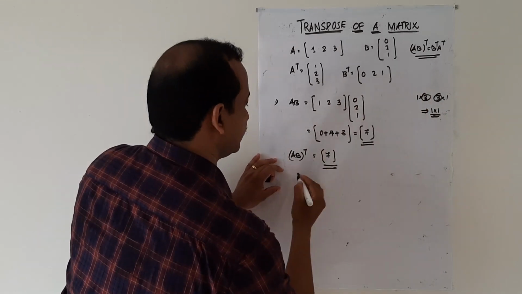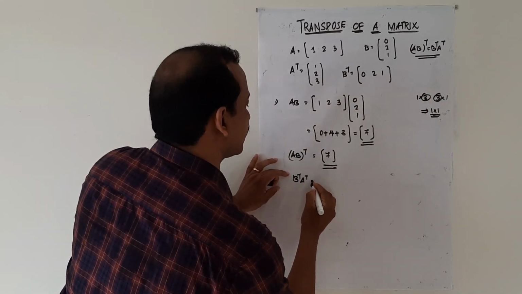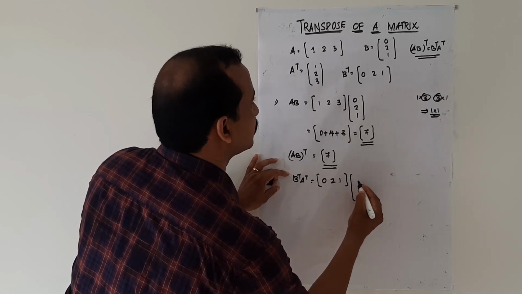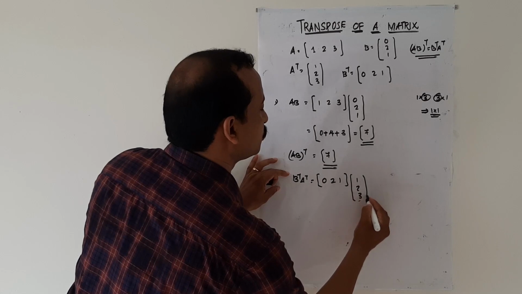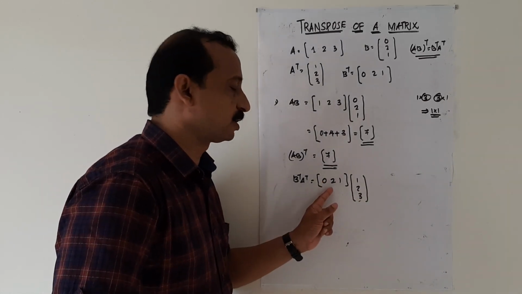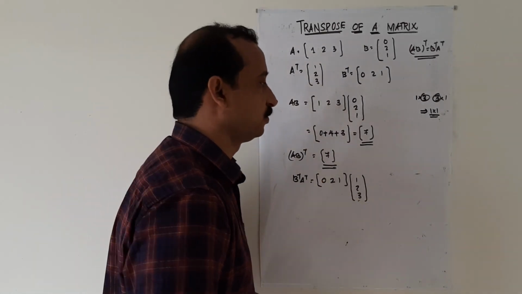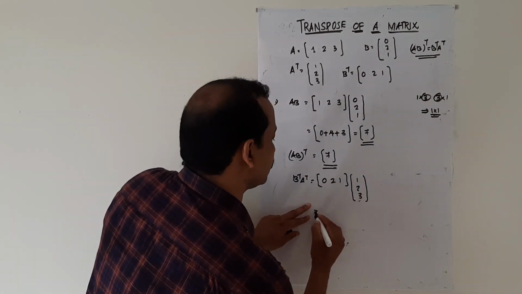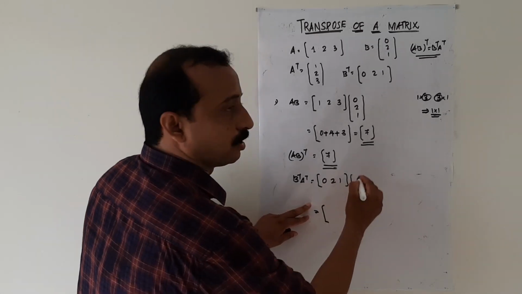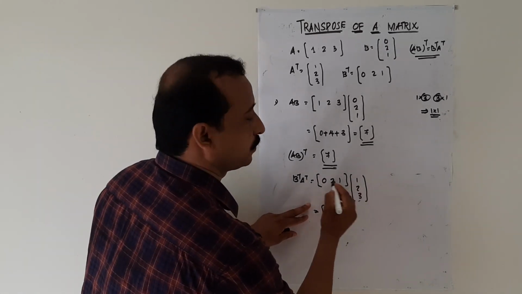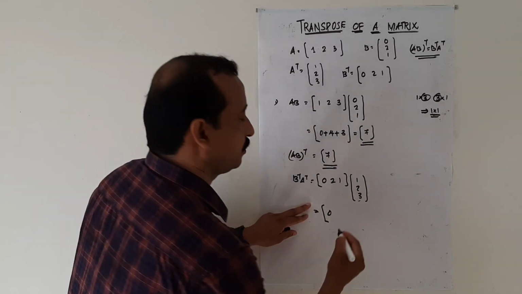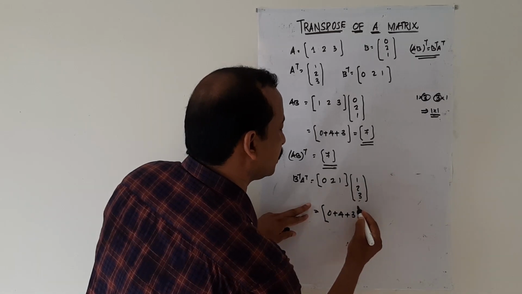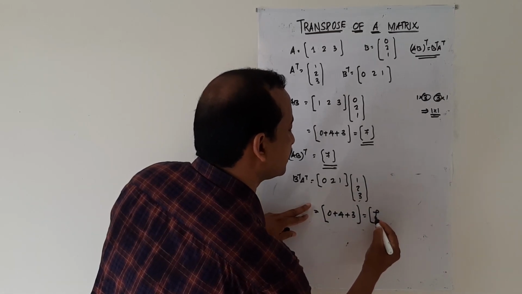Now our right side part is B transpose into A transpose. B transpose is [0, 2, 1] into A transpose, which is the column [1, 2, 3]. Here also matrix multiplication is possible because the order is 1 by 3 and the other is 3 by 1, so the resultant matrix order is 1 by 1. First row, first column: 0 into 1 is 0, plus 2 into 2 is 4, plus 1 into 3 is 3, and finally we get the answer 7.